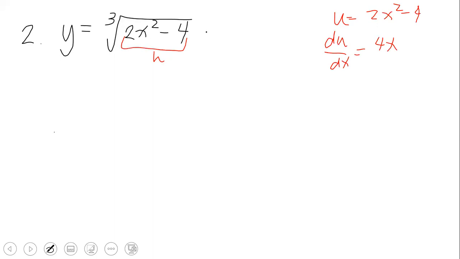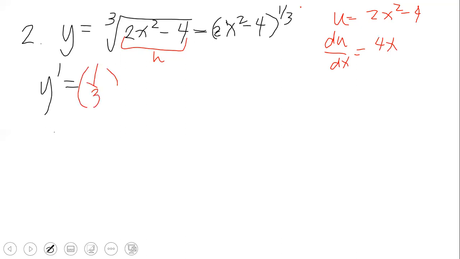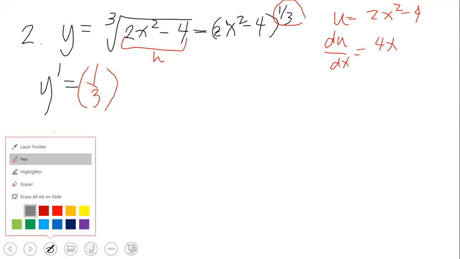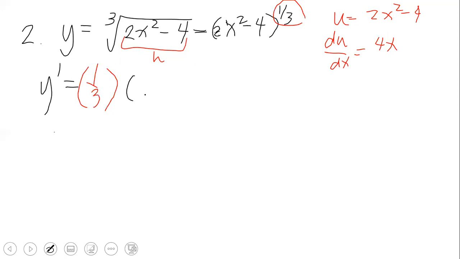But before that, we need to rewrite it into power form, which is 2x squared minus 4 raised to 1/3. So we apply differentiation on the radical expression. y prime equals, copy the power, which is 1/3. Then attach the original function, which is 2x squared minus 4. And subtract from the power, so 1/3 minus 1.